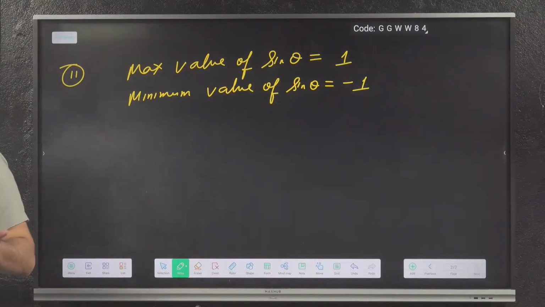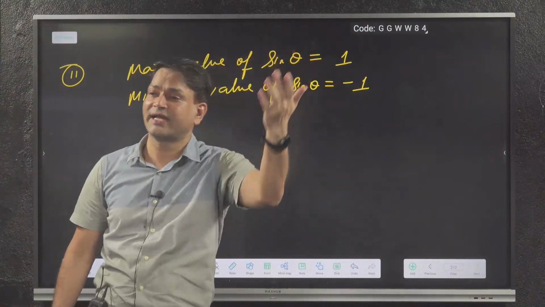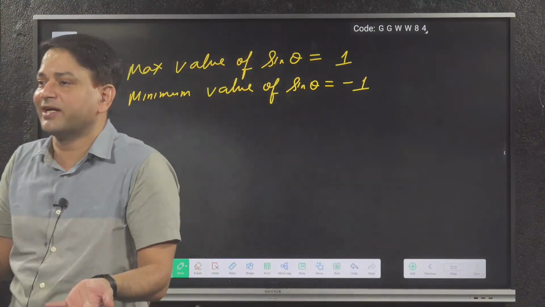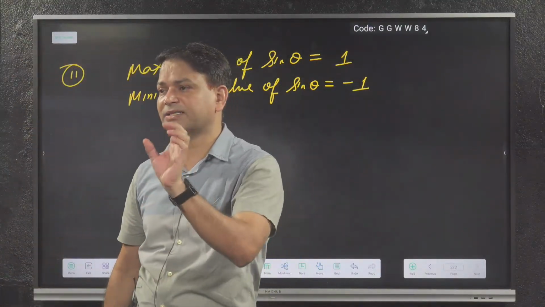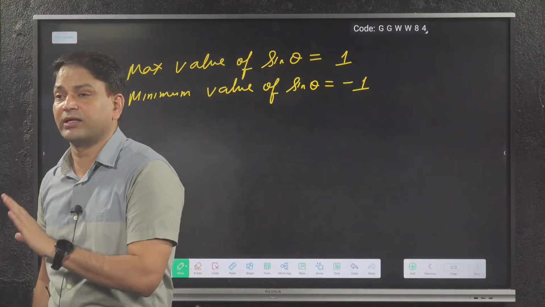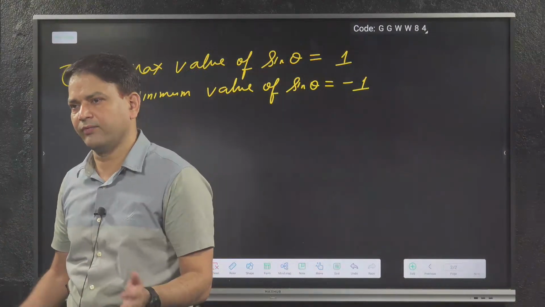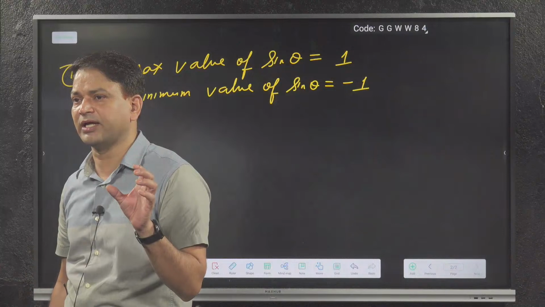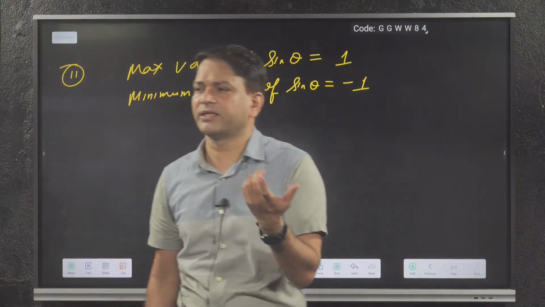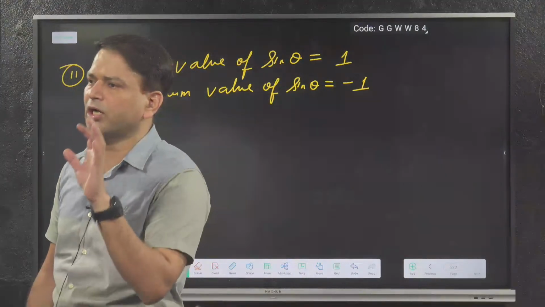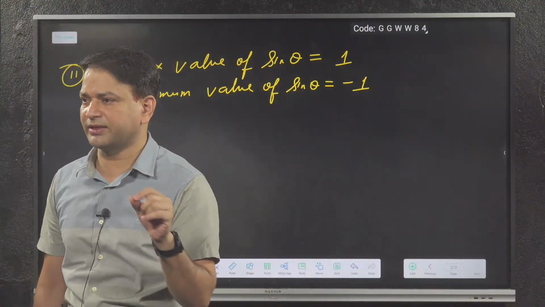Sine theta can never be more than 1. Perpendicular can never be more than hypotenuse. The longest side is what? Hypotenuse. So that's why the maximum value of sine theta is 1. Sine theta can never exceed 1. And the minimum value, when it can be positive or negative, sine theta minimum value is -1. Why we are getting minus for sine theta, that I will discuss later according to the quadrant. So maximum value of sine theta is 1, minimum value of sine theta is -1.